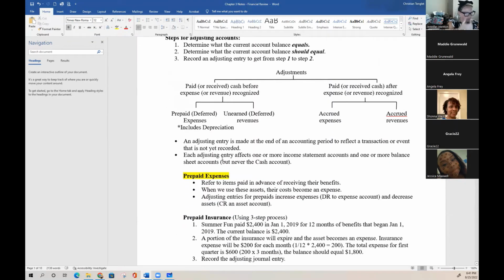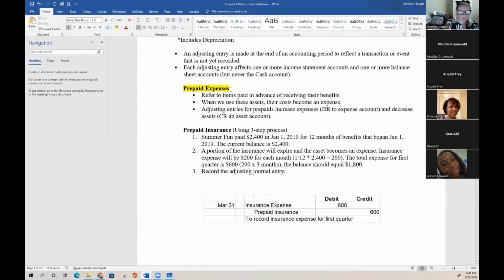Okay, so this kind of breaks down some of those adjustments. We're going to talk a little bit about some of them. So the prepaid expense, we talked about that with the prepaid insurance. So here's an example. We have that Summer Fund paid $2,400 January 1 for 12 months of benefits that began January 1, and the current balance is $2,400. So I'm just saying, we spent $2,400, we paid it, we put it into an accounts payable account, and the offsetting account to that was prepaid expense. Because remember, we have two sides. So we had debit to prepaid expense, credit to a liability. And so now I have this balance in prepaid for $2,400.